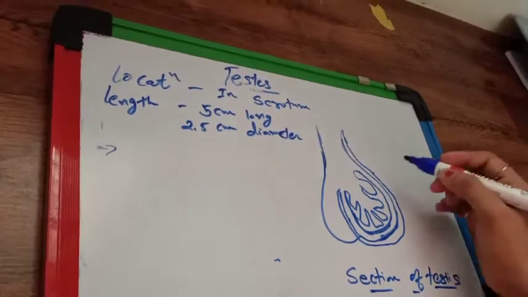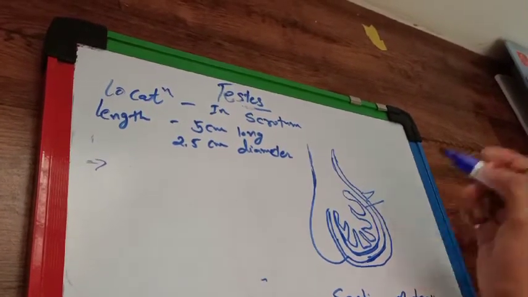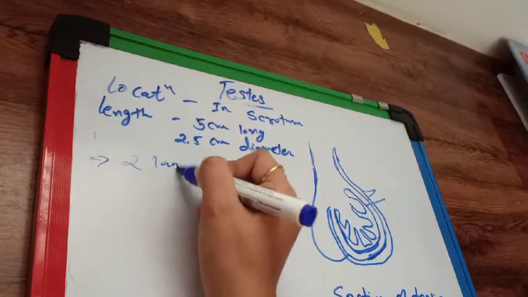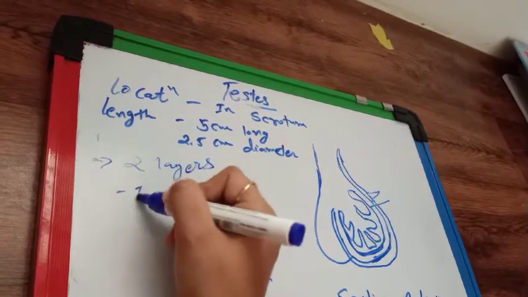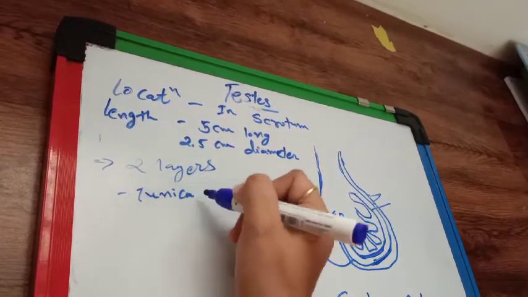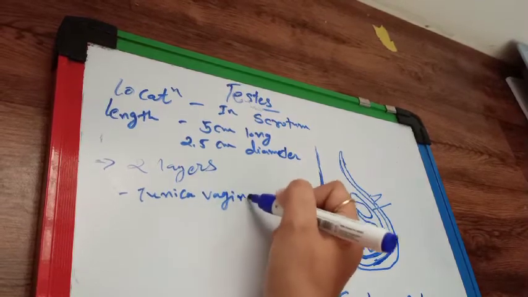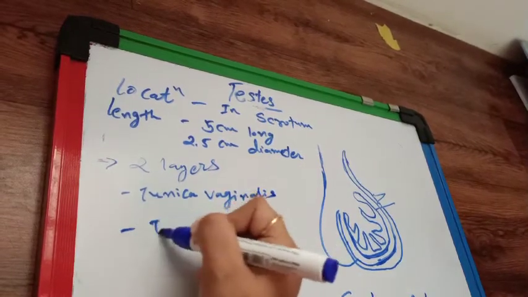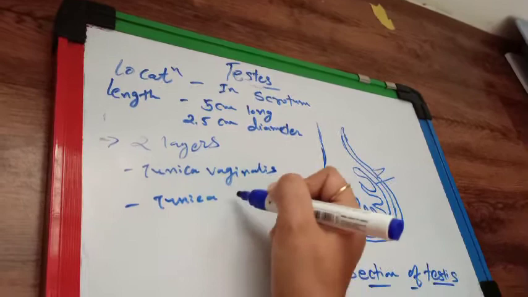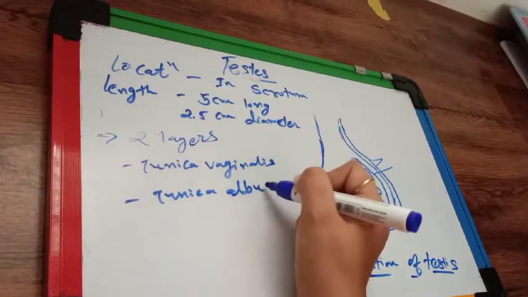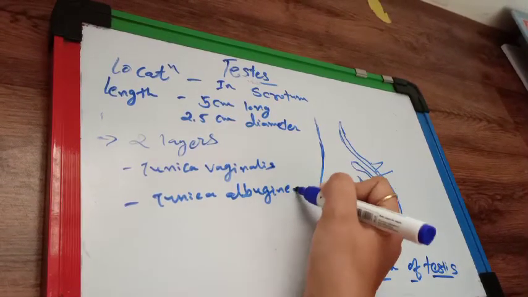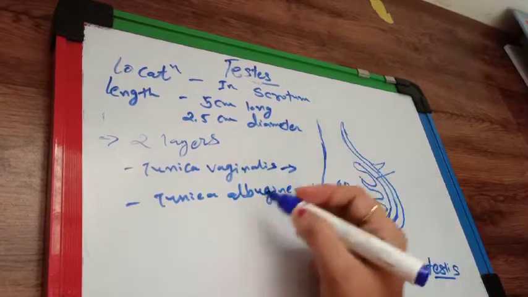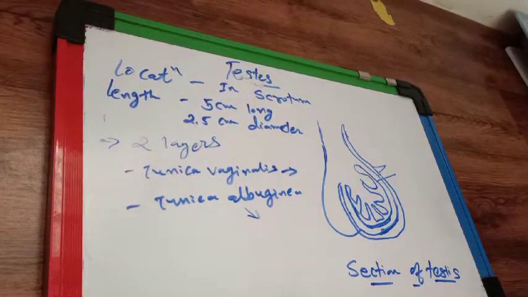It is surrounded by two layers that are tunica vaginalis and tunica albuginea. Tunica vaginalis is the outer layer and tunica albuginea is the inner layer.